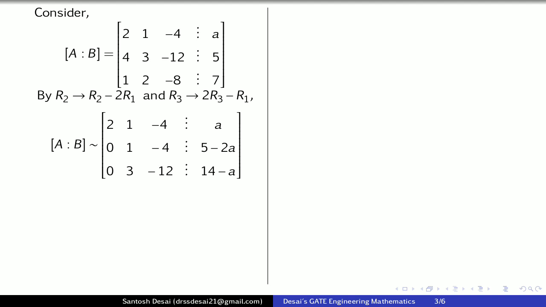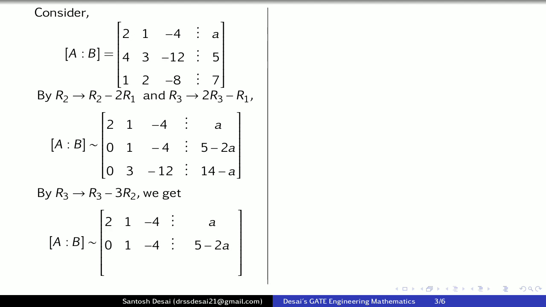Now we use the second element of the second row and bring 0 below that. So for this we use the transformation R3 changes to R3 minus 3 times R2. So with this the third row takes the form: first two rows are as they are, and the third row takes the form 0, 0, 0 and finally you will get minus 1 plus 5a. So this is the echelon form of the augmented matrix AB.